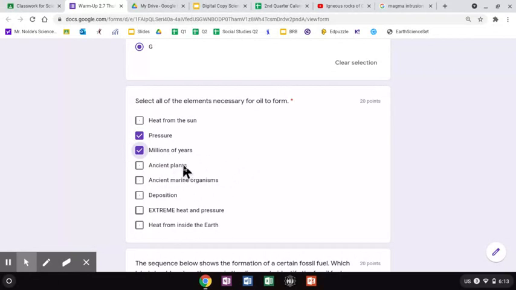Now, we do not need ancient plants because remember, plants tend to form coal. We're looking for oil here. So we do need ancient marine organisms because oils form where there were oceans. We do need deposition because deposition is what creates the layers that build up on those ancient organisms. We don't need extreme heat and pressure, so we're not going to check this one only because it says extreme heat and pressure, and that would go better with natural gas. So remember, natural gas forms almost exactly the same way that oil does, except it needs extreme amounts of heat and pressure. And we do need heat inside the earth.